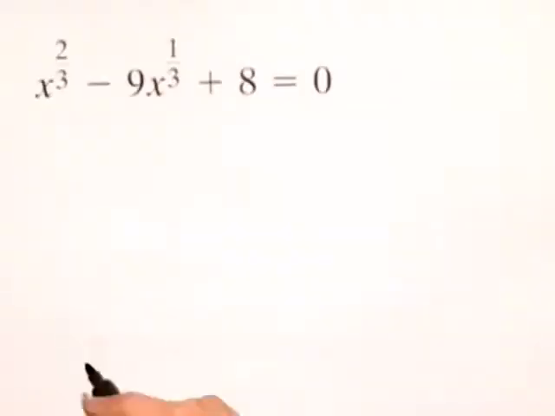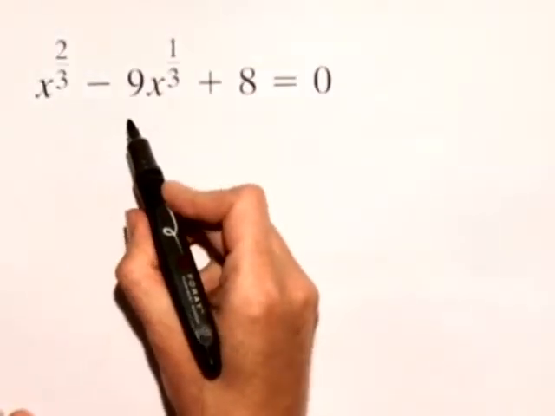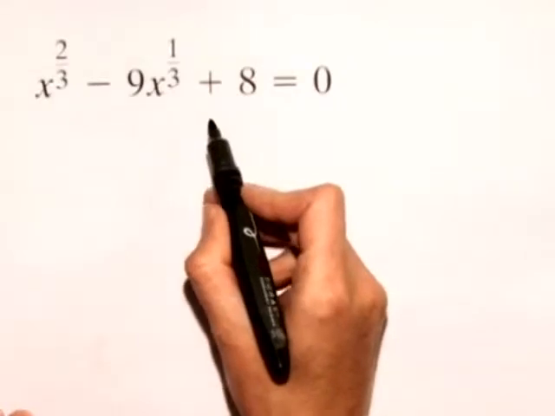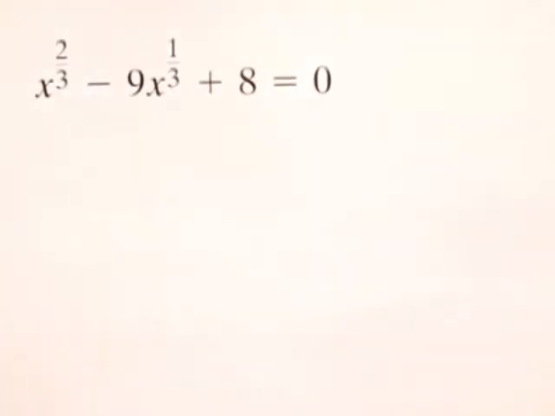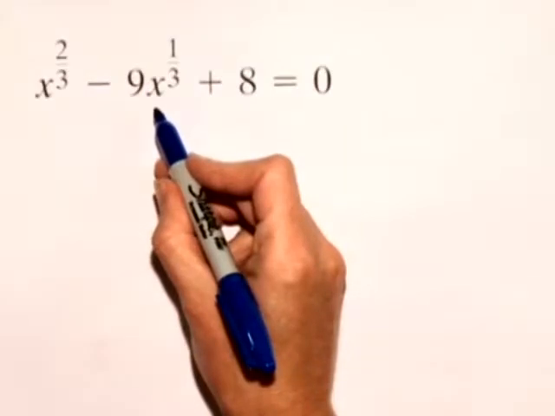For our next problem, we have an equation that's quadratic in form. So let's solve x^(2/3) minus 9x^(1/3) plus 8 is equal to 0. Now I know it doesn't quite look like a quadratic equation, but if we do a little substitution, it will look like a quadratic equation.